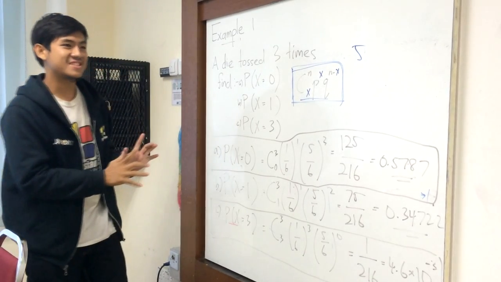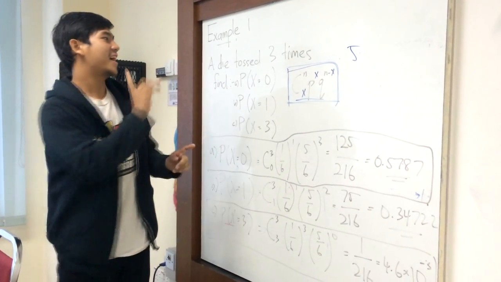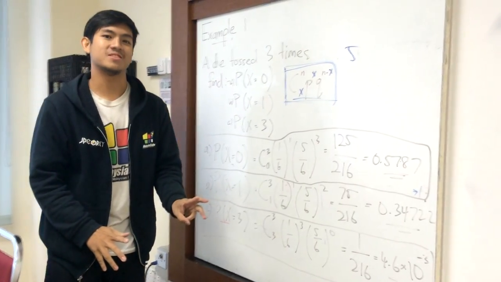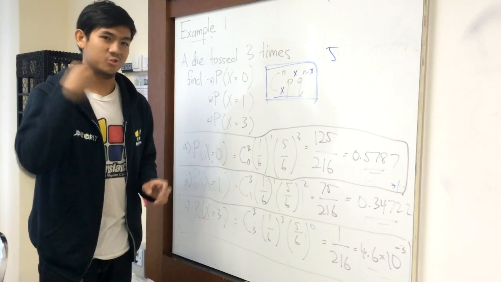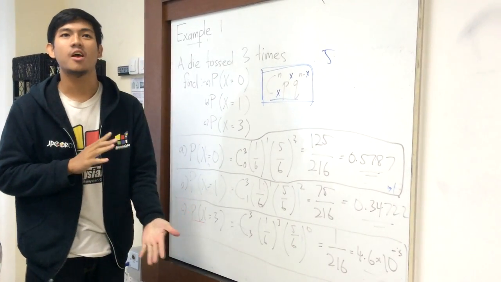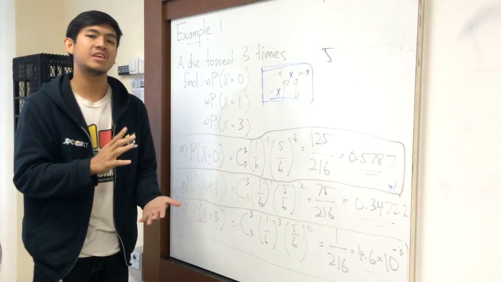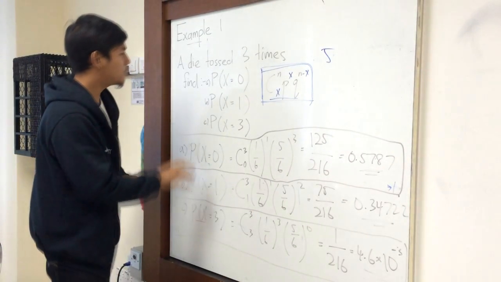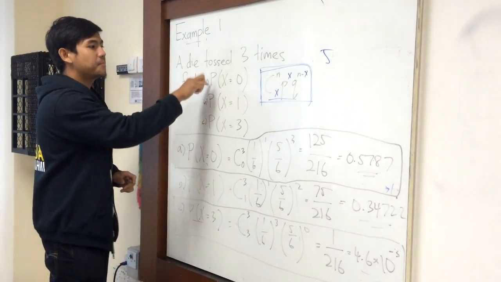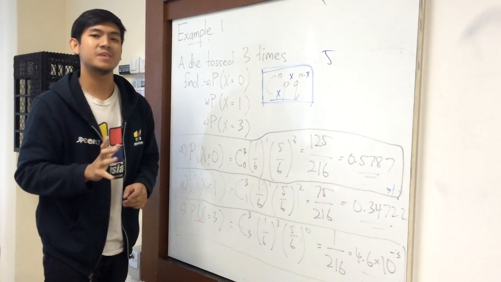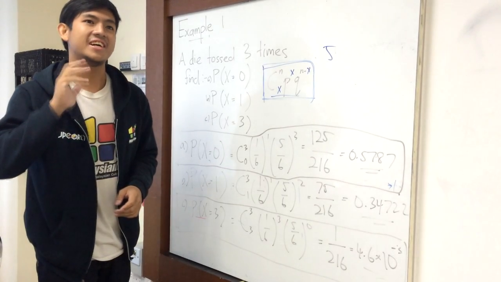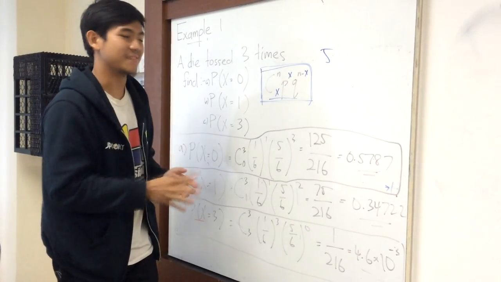So for the first example of binomial distribution, I have set up this example. A die is tossed 3 times, and let's say we take the probability for the die to have a result of 5. Find P of X equals 0, which means the outcome 5 never comes out in 3 tosses.